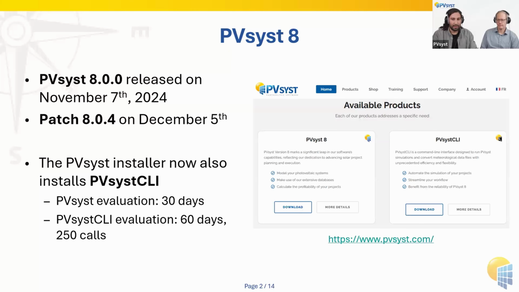PVsystCLI 8 is available on our website. It's very easy to download. You can visit the page that is on the slide, and there you will find an installer that will install both PVsystCLI 8 and PVsystCLI CLI. PVsystCLI CLI will be completely presented by Bruno a bit later, but I just want to say that both products can be evaluated. Once you download and install them, you have 30 days to use PVsystCLI with full features and 60 days to use PVsystCLI CLI within the limit of 250 calls. So you can just start right now and download the software.